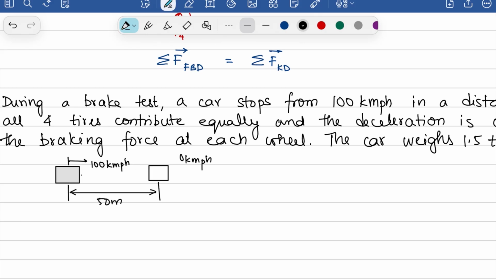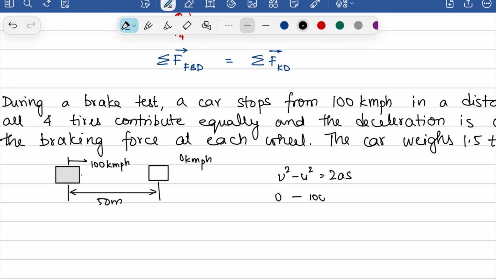It's given that deceleration is constant, so you can say v square minus u square is equal to 2as. Try to remind yourself, how do we derive this? It is from v dv is equal to a ds. When you integrate it, you get v square minus u square is equal to 2as, only when a is constant. In this case, v is 0.